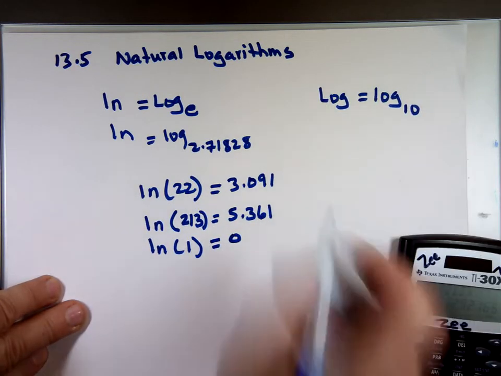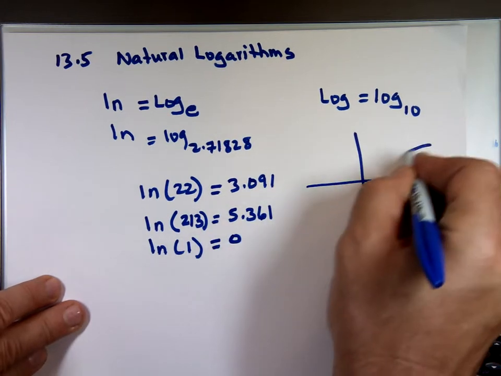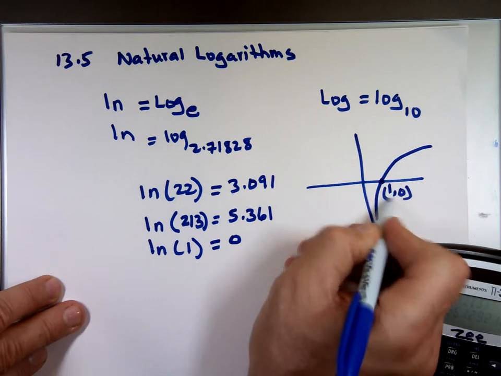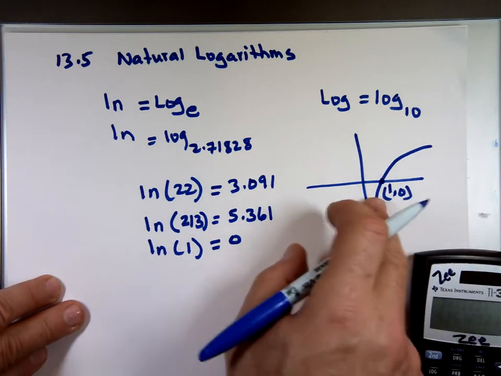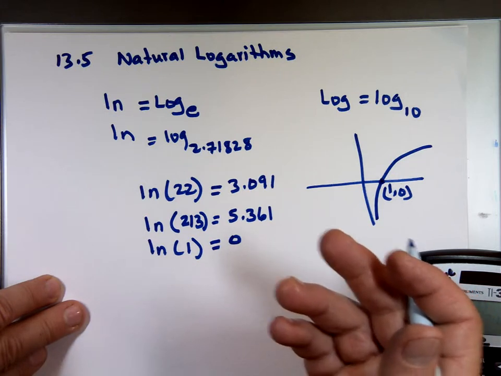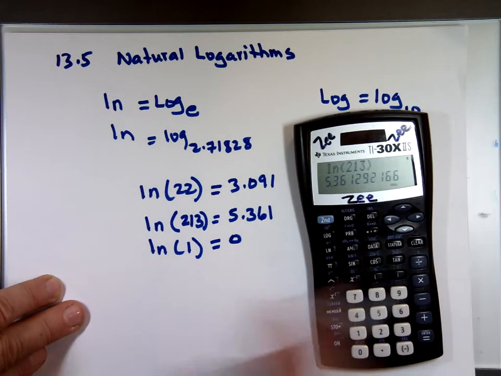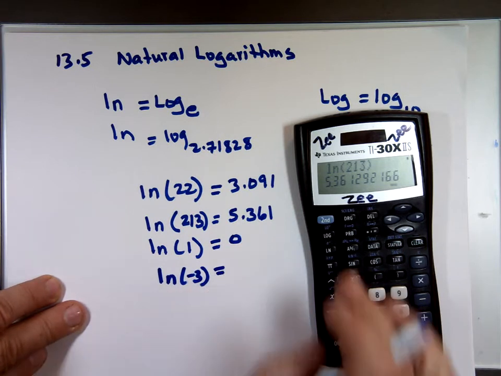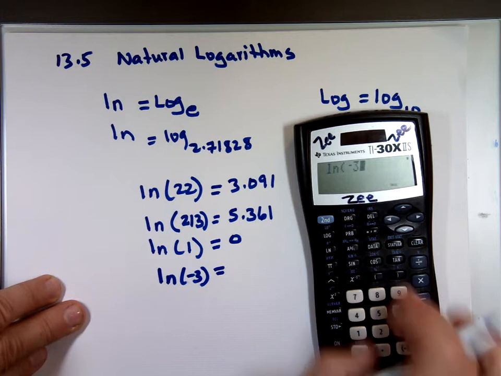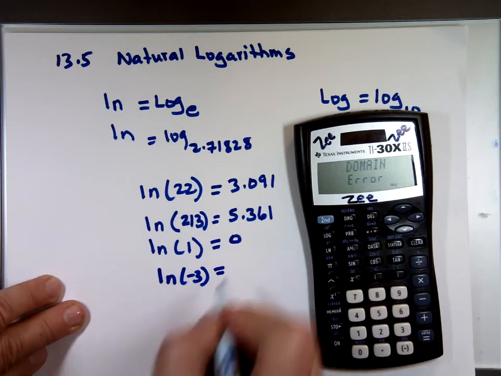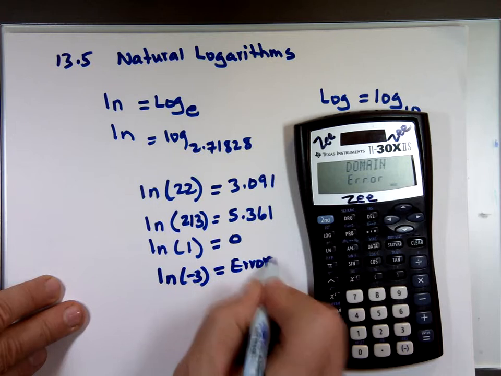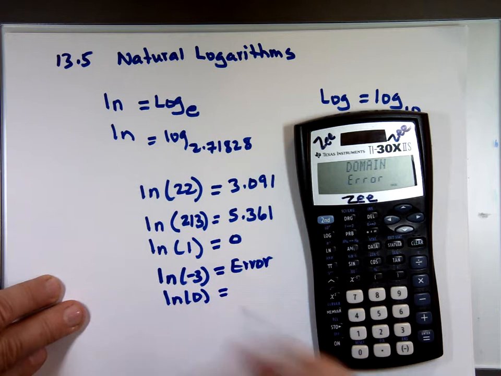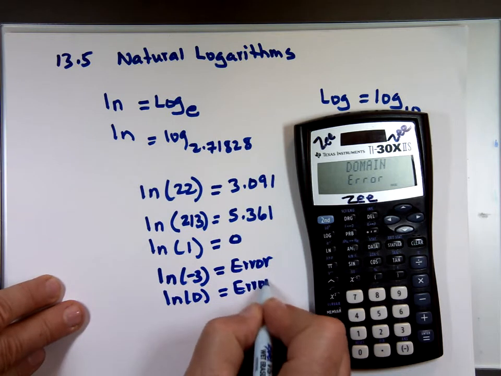If you pick a number, again, this is the domain. This is the 1. If you pick a number less than 1, between 0 and 1, then the natural log will be what? Negative value. Let's try that. What's the ln of negative 3? You can't take the log of a negative number, so the rules still apply. Yep. Domain error. What's the natural log of 0? Domain error. Can't take the log of 0.